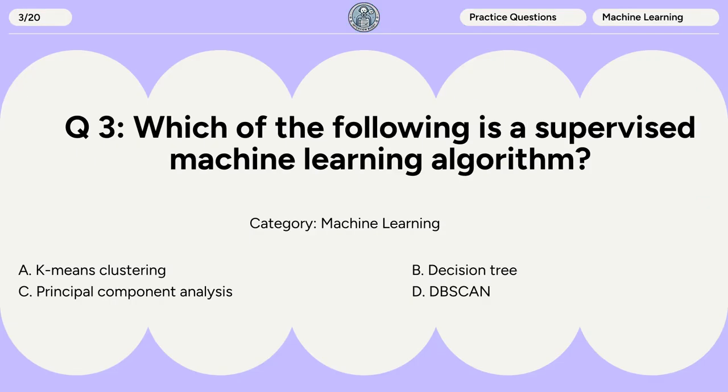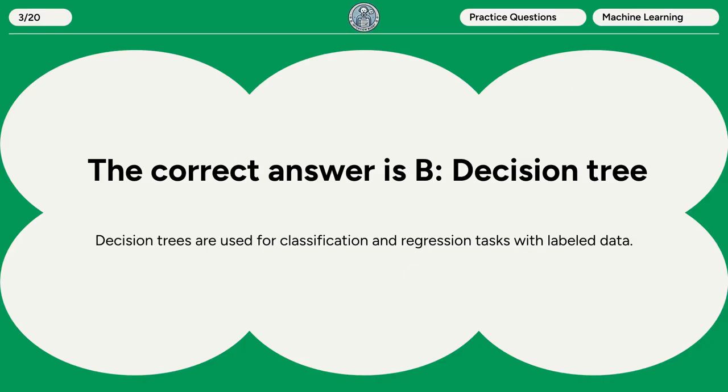Question 3. Which of the following is a supervised machine learning algorithm? A. K-means clustering. B. Decision tree. C. Principal component analysis. D. DBSCAN. The correct answer is B. Decision tree. Decision trees are used for classification and regression tasks with labeled data.